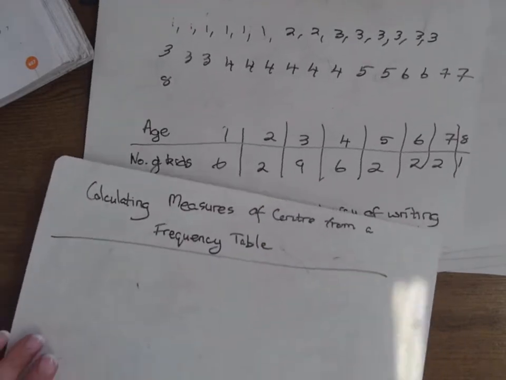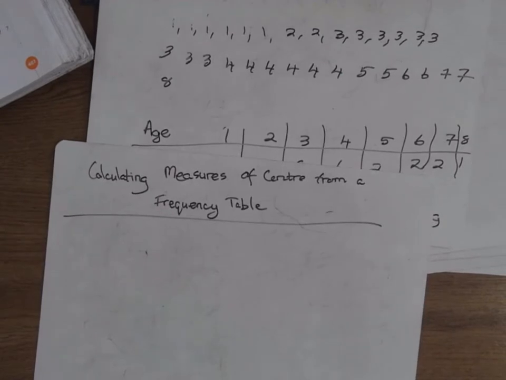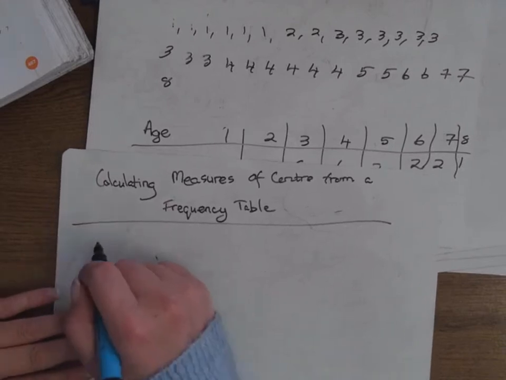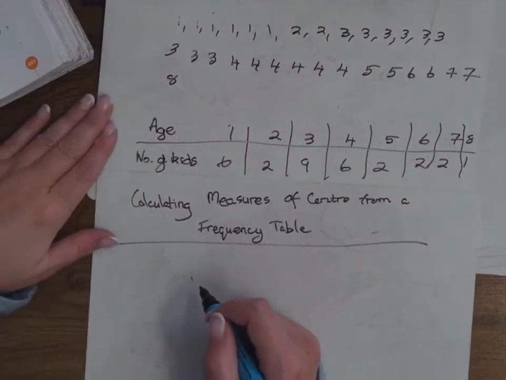From a frequency table. So what are the measures of centre again, please? Mode, median, mean, aren't they? Right, okay. So I'll use this table here as an example.